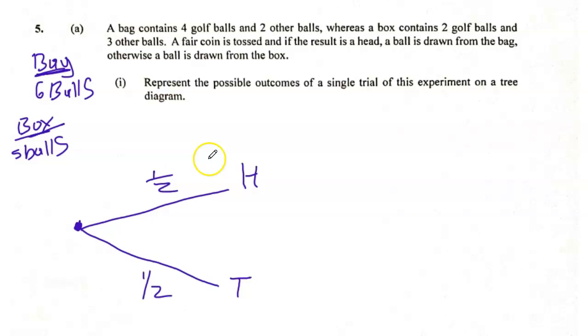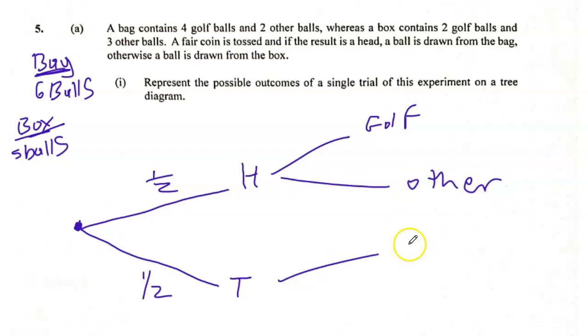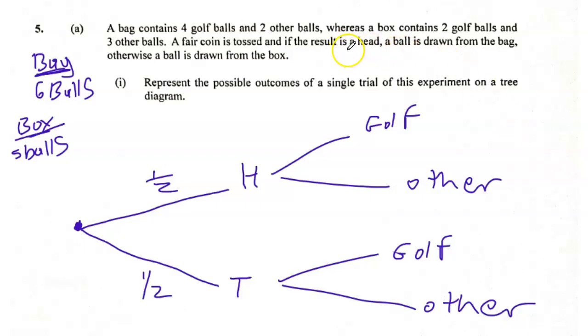And the 2 types of balls are golf and other. So put golf here, and other. Those are the possibilities. Let's read again. If the result is head, a ball is drawn from the bag. If it's drawn from the bag, it could be 4 golf balls, so 4 over 6 or 2/3. And the other would be 2 over 6 or 1/3.